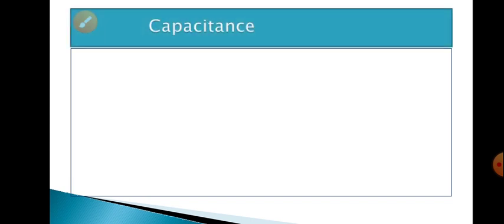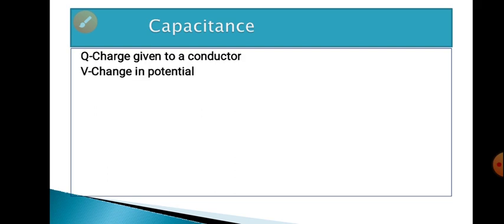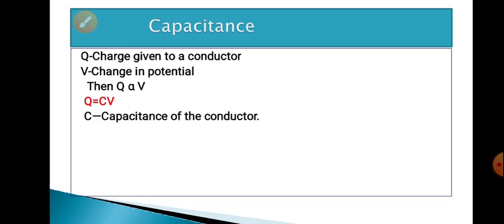Let's consider Q charge given to a conductor, and V the change in potential. When charge is given, there is a change in potential. Then the charge given Q is proportional to V. If you give more charge, then there is more rise in potential. So Q is equal to a constant C times V. That constant C is the capacitance of the conductor.